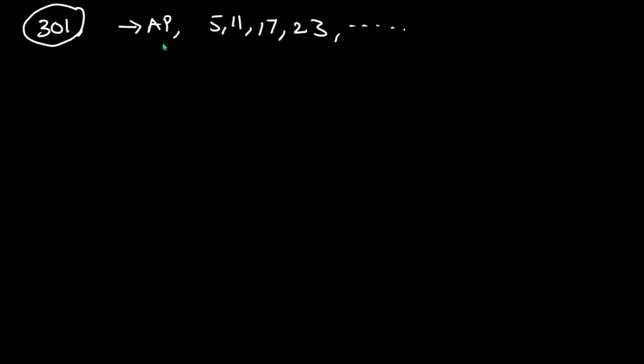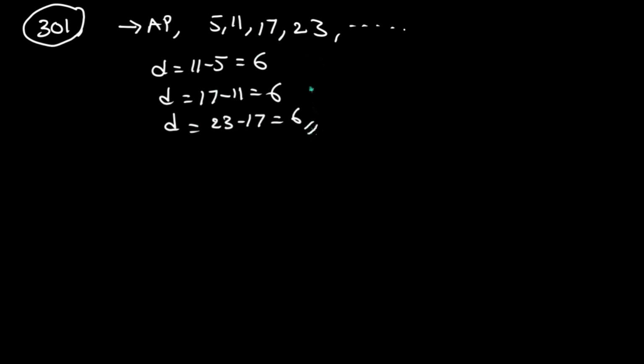Let's see what is given. First we will check whether this is an arithmetic progression or not. First we need to find the common difference. That is 11 minus 5, 6, right? Let's check another: 17 minus 11 is equal to 6. Then the third, 23 minus 17, that is 6. So this is an arithmetic progression. Now, what is the first term in this arithmetic progression? a is equal to 5.